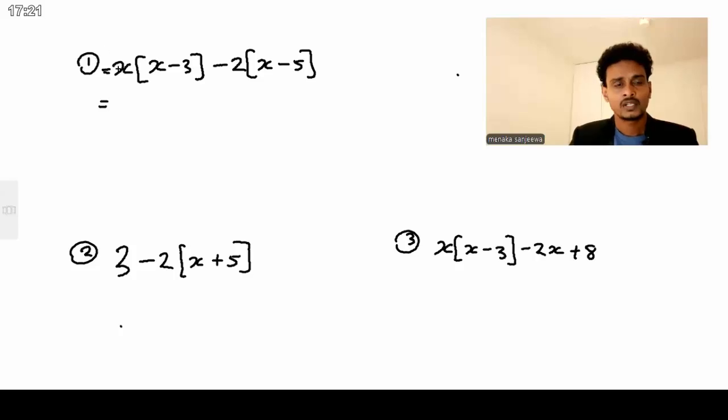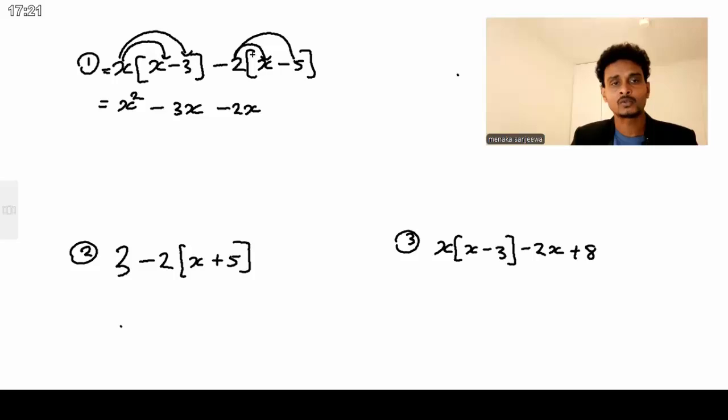Okay, good. Now let's see how to multiply this. From x you have to multiply x and 3. So x times x is x to the power 2, minus x into minus 3 is minus 3x. Then minus 2 into x, what will happen? Minus 2x. So minus 2 into minus 5. When you multiply two negatives, it becomes positive. 2 times 5. Yes. Okay.